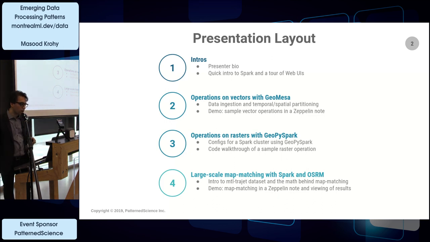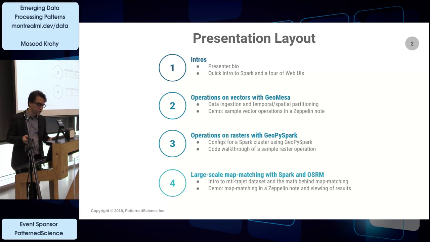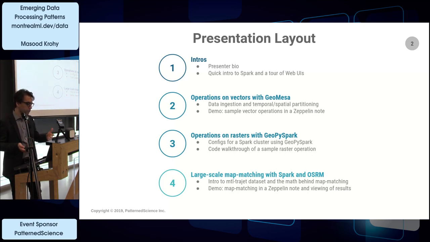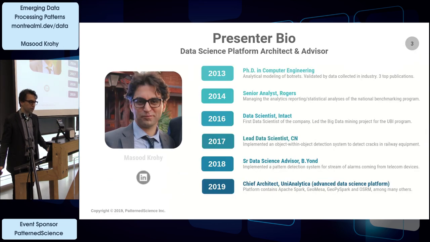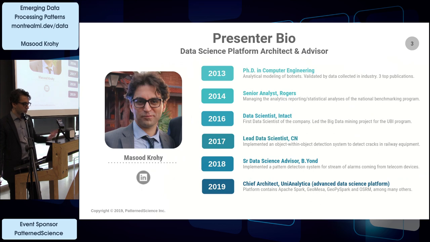And at the end, I'll show you how we have connected Spark with OSRM, which is the Open Source Routing Machine, to be able to do map matching on a large scale. I'll show you our architecture. There are some code walkthroughs here, and there are some demos that I actually execute as we go, so you get a good idea regarding that.